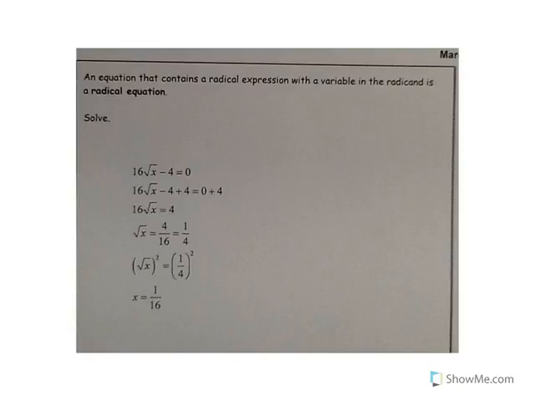Chapter 11, Lesson 3, Solve Radical Equations. So we've already worked with square roots, and now we're going to actually solve some problems with variables that are within the radicals. So let's look at this.